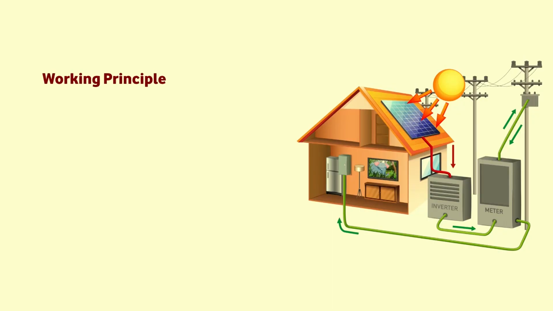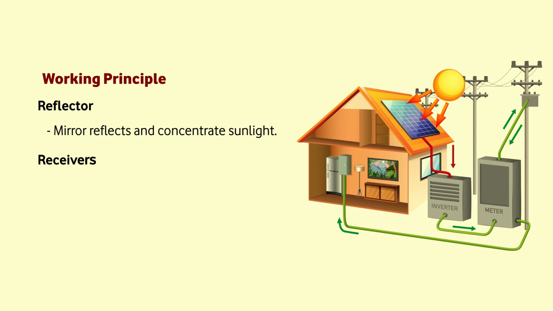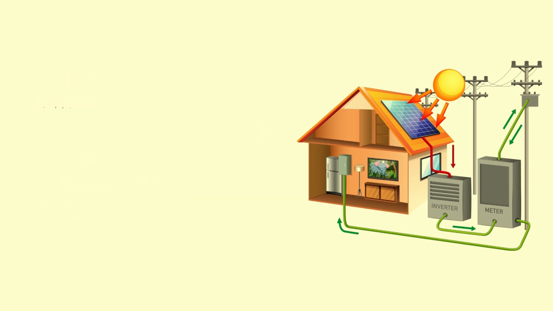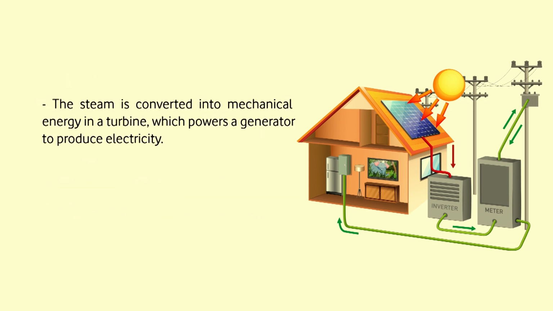Working principle. Now we will take the working principle of the reflector. Mirrors reflect and concentrate sunlight. Receivers collect the solar energy. A heat transfer fluid is heated and circulated in the receiver and used to produce the steam. The steam is converted into mechanical energy in a turbine, which drives a generator to produce electricity.